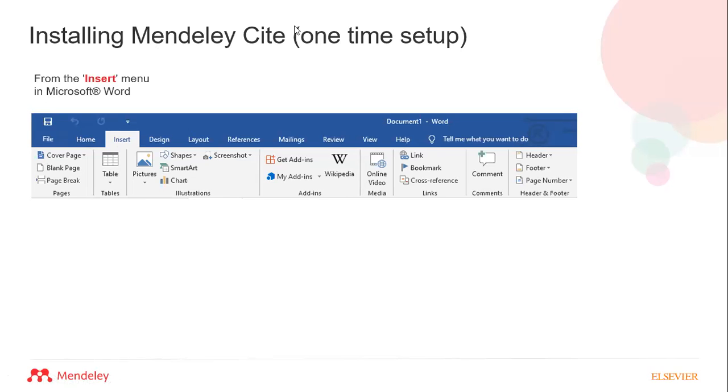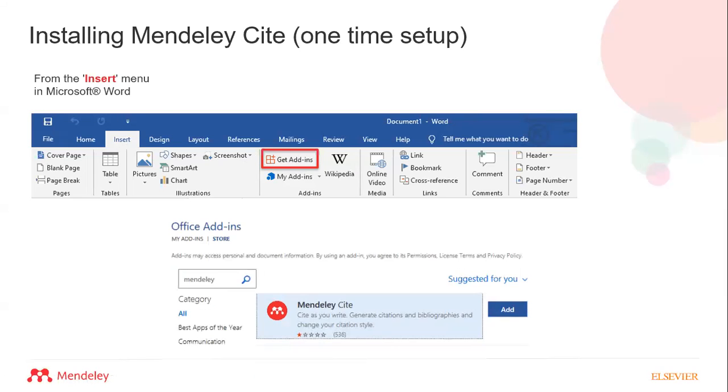But if you want to add or install this Mendeley Cite to your Microsoft Word, you need to click the second tab, Insert. Under Insert, you will find Get Add-ins. You click on this, and it will bring you to this page.